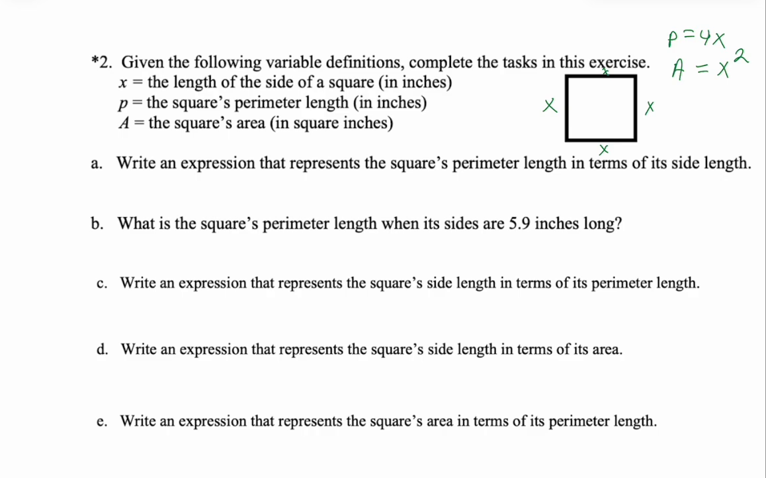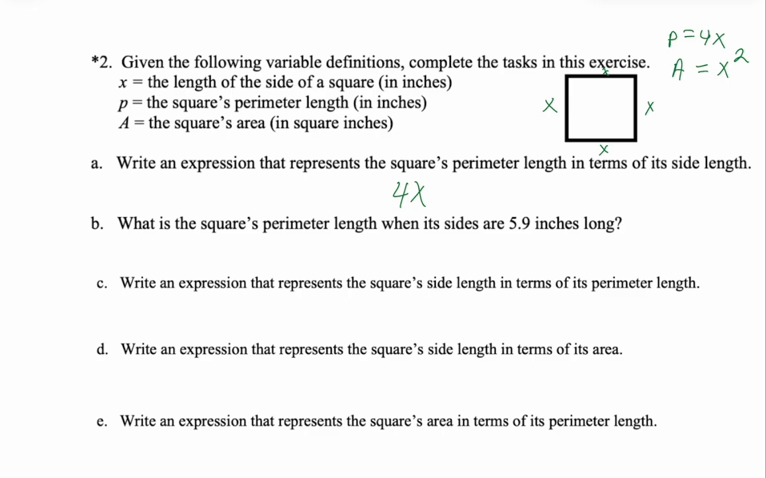So A says write an expression. Now it doesn't say to write an equation, it says to write an expression, so you don't need it equal to something. If you used one, that's okay. It says to represent the square's perimeter length in terms of its side. So all they want is the 4x. The perimeter is 4 x's, and x is what we used for the side length.